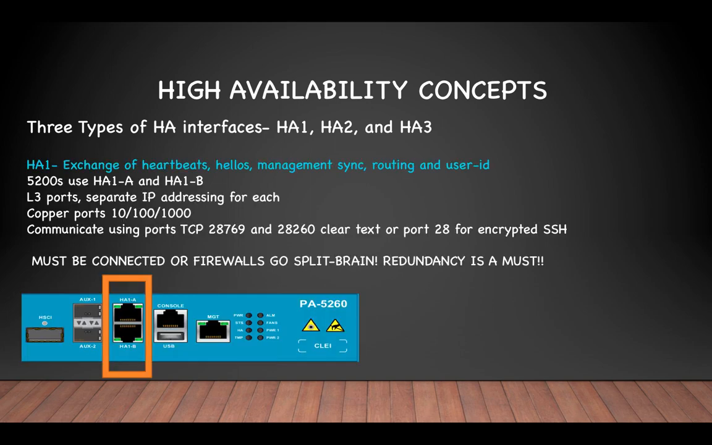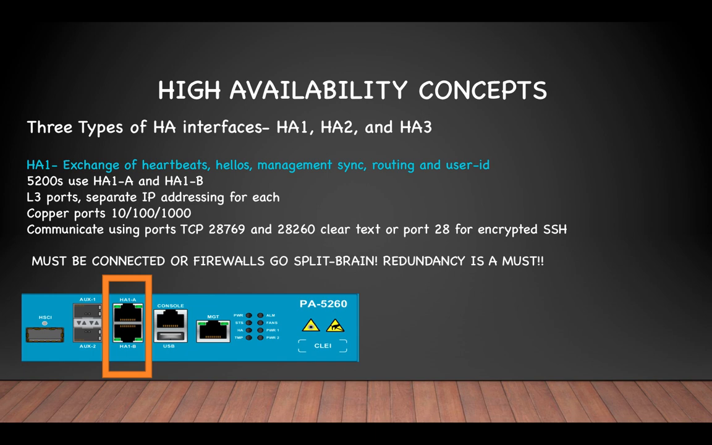The HA1 interface is the most important. HA1 is used to exchange heartbeats, hellos, management sync, routing, and user ID information. On the 5200 platform, there are two HA1 ports, HA1A and HA1B. These are each layer 3 interfaces with separate IP addressing for each interface. They are copper 10-100-1000 ports.